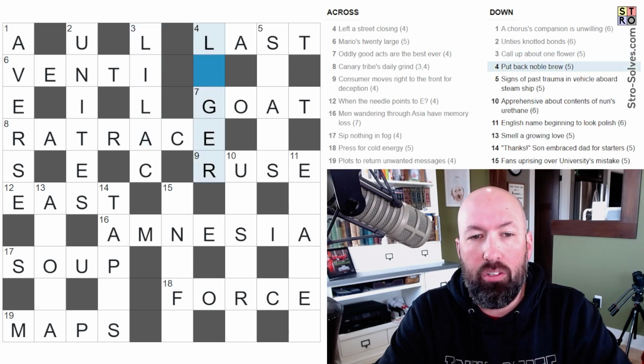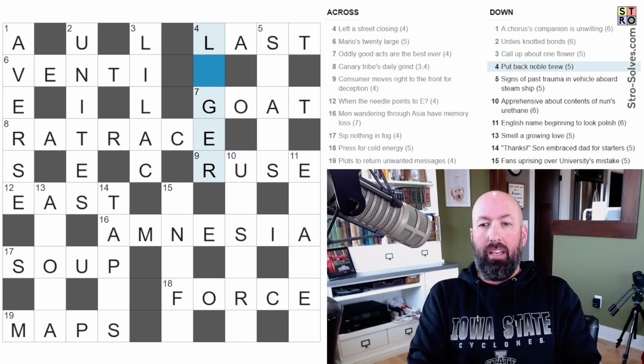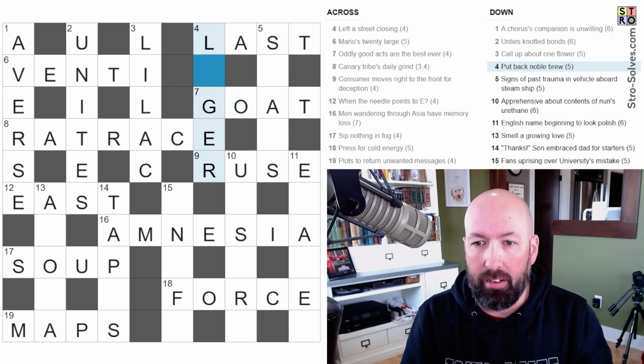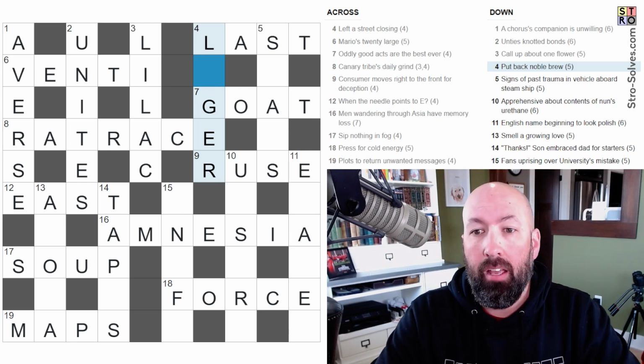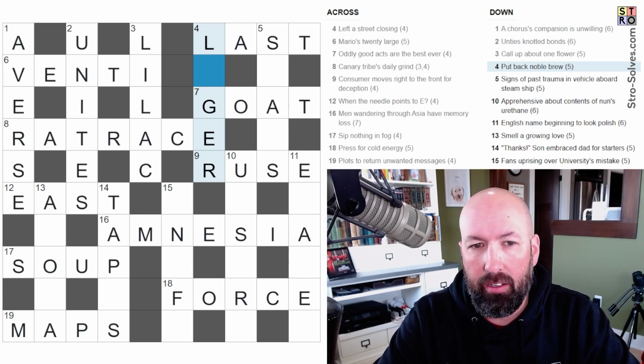All right, 4 down. Now this one, since we've already got 4 of the letters in, it should be fairly easy to figure out the answer. So think, if you haven't already done this, think about this one. We've got 4 of the letters. Put back noble brew. So think about that for a second. What would put back noble brew?